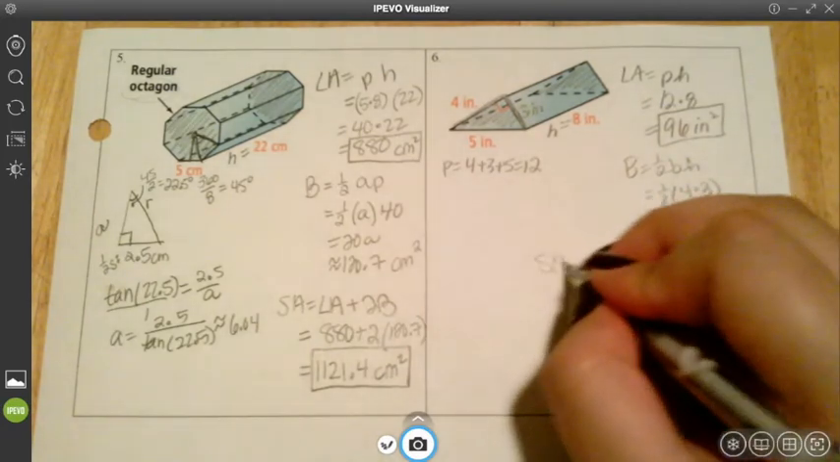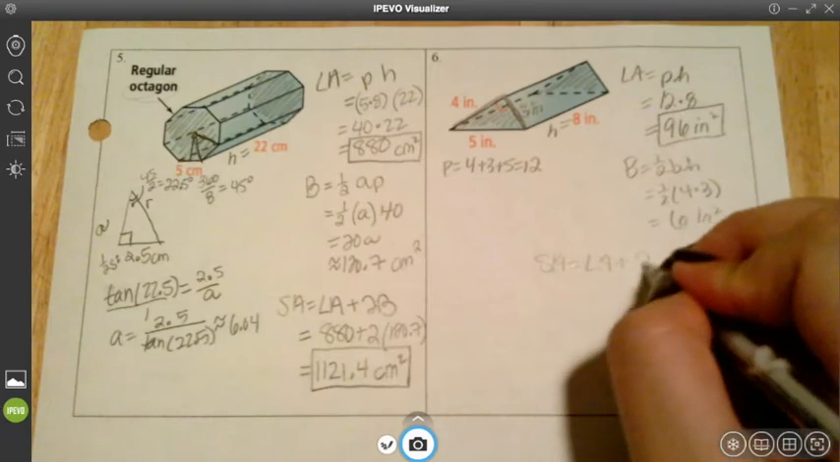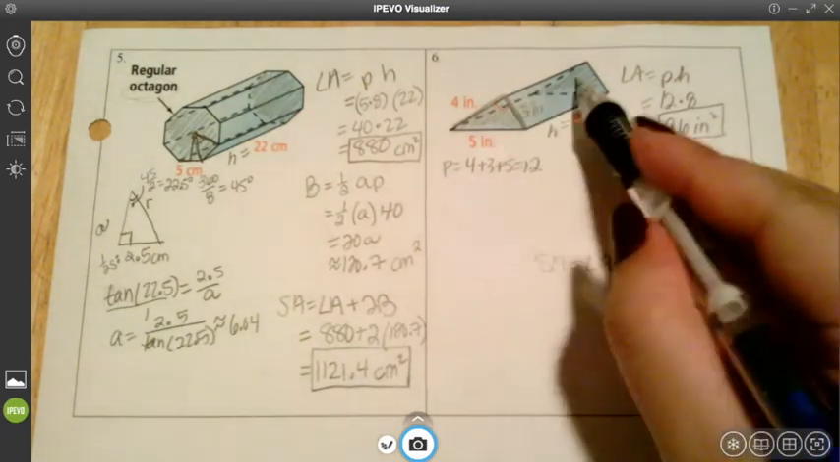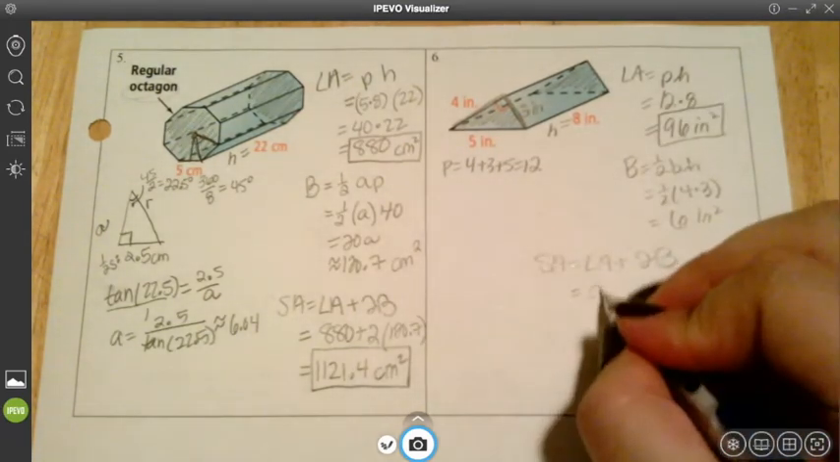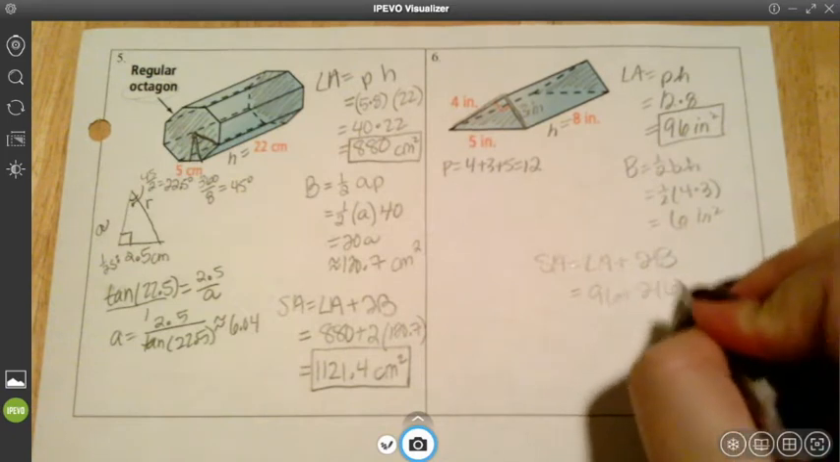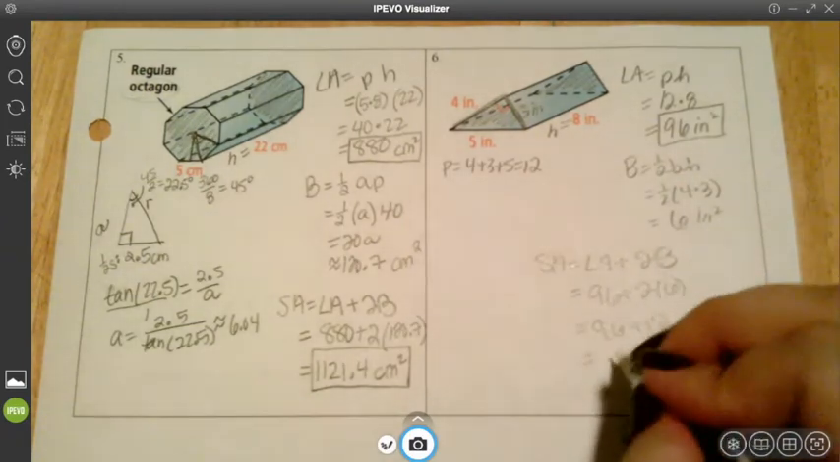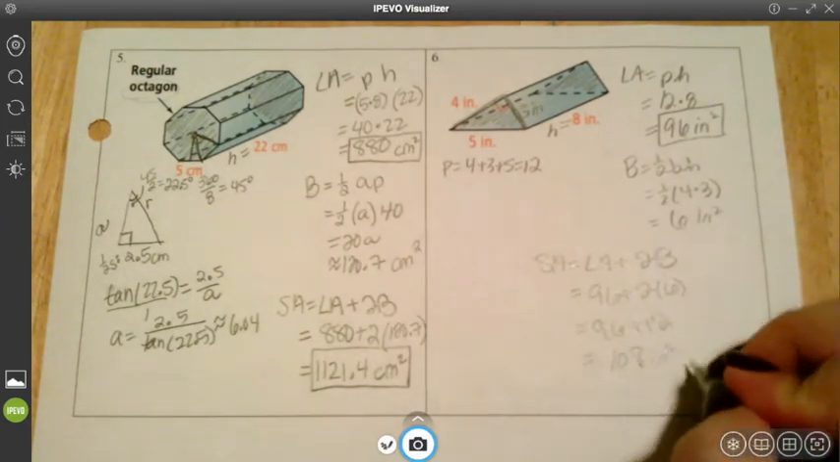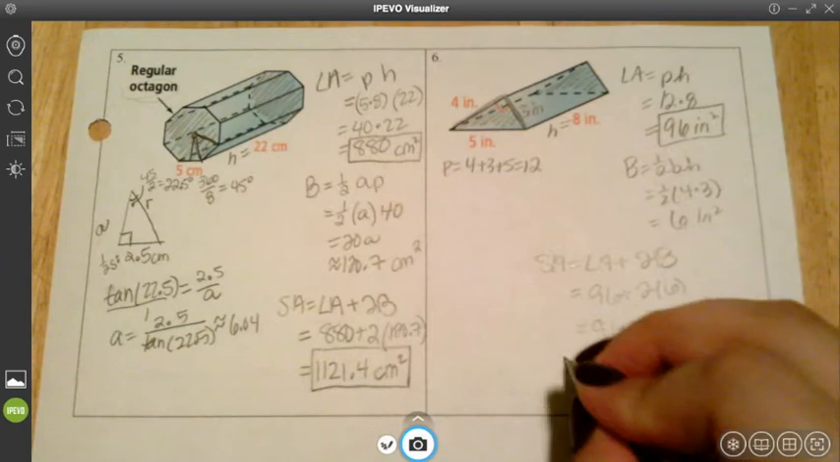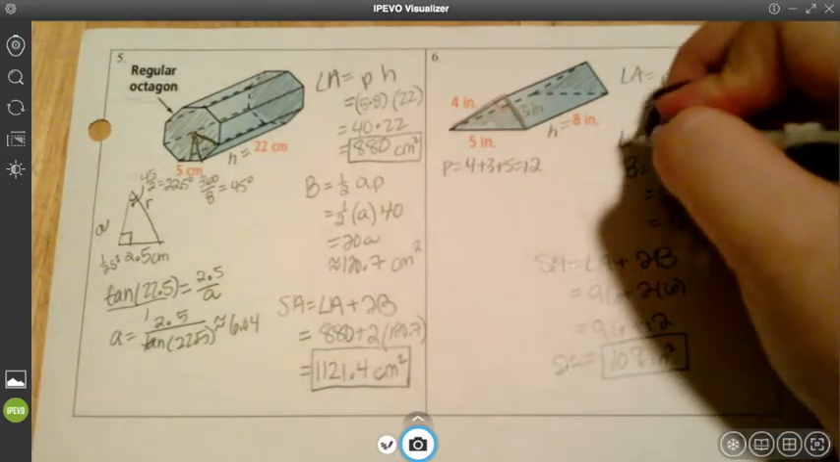And surface area, which is lateral area plus 2 times the 2 bases. That's 96 plus 2 times 6. 96 plus 12 equals 108 square inches. Surface area, lateral area.